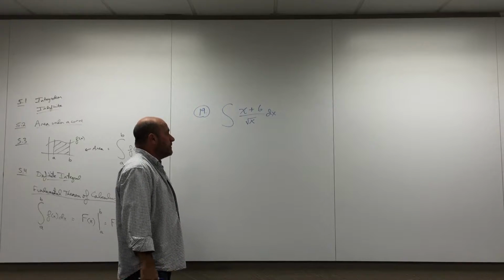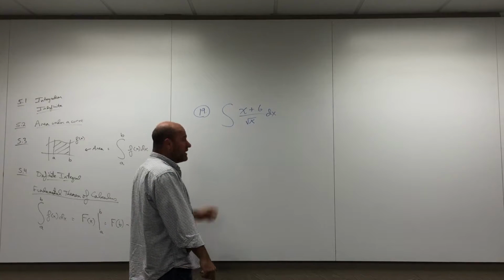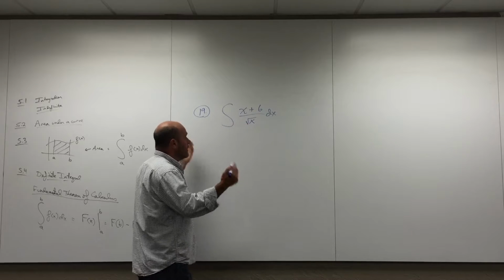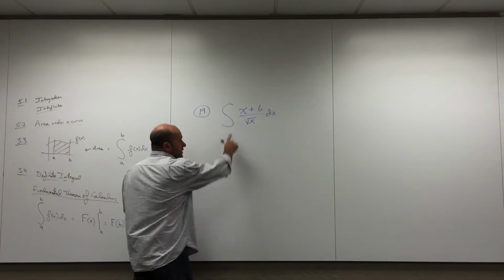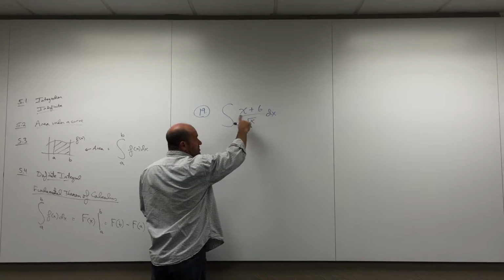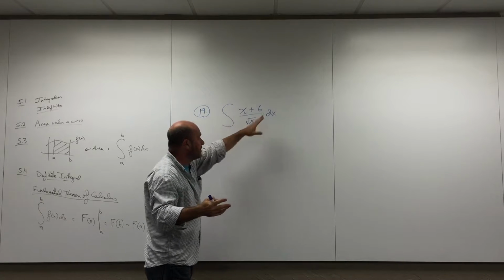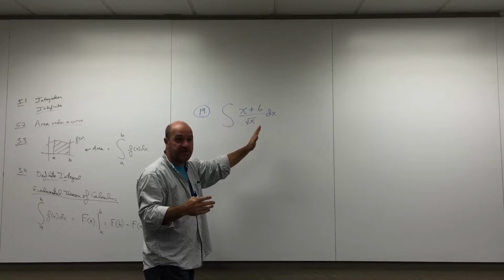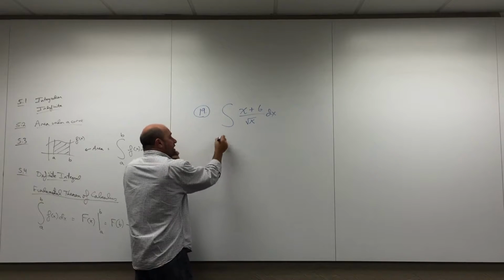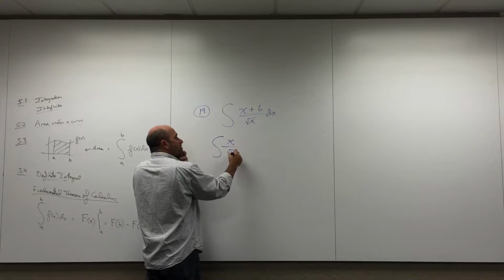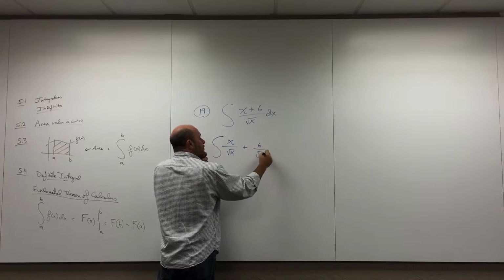So I know what to do with this one. Bust it up or split it apart, right? You've got several terms in the numerator, and they all have a common denominator. If you split it up, you'll have separate terms that you can integrate, I think. So you should think of it as x over the square root of x plus 6 over the square root of x.